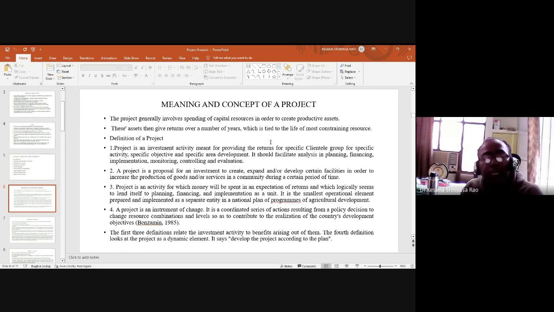The first three definitions relate the investment activity to benefits arising out of them. The fourth definition looks at the project as a dynamic element. The first three say that if you put in some finance, then you can expect returns. The fourth is that it is an instrument of change. It can change your life, and the resource combination will change the entire objective of a country's development or a nation's development, or your family's objectives, dimension and problems will also be resolved. So this is what we can say to define the meaning and concept of a project.